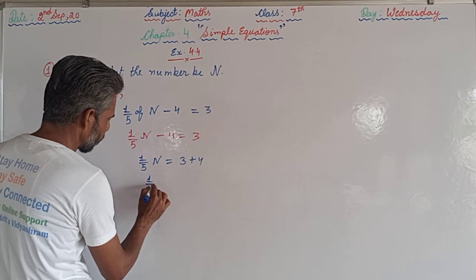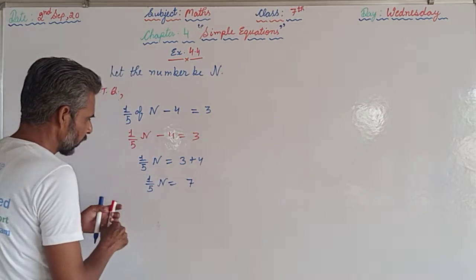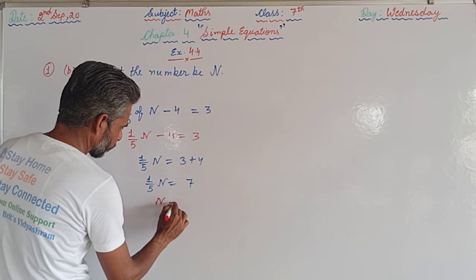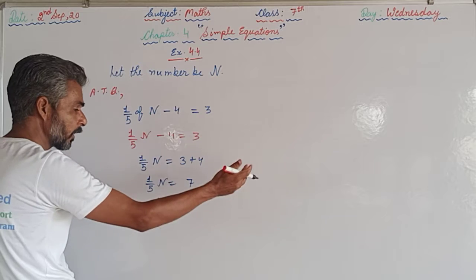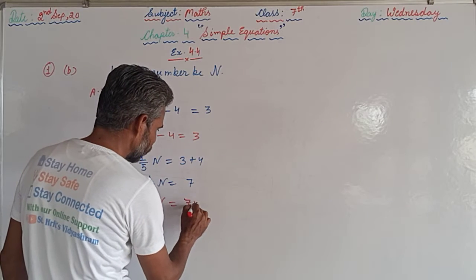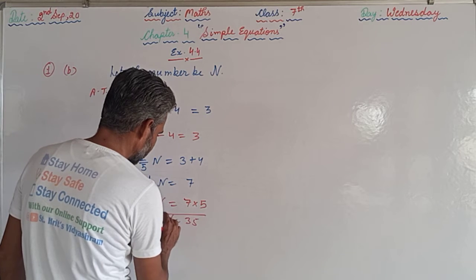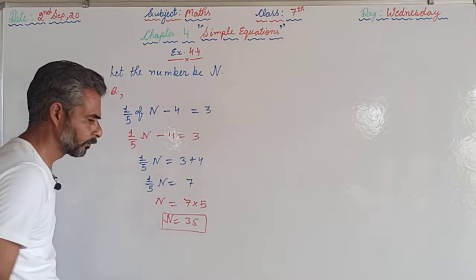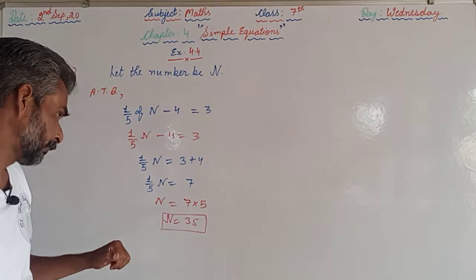So afterwards 1/5 n is equal to 3 plus 4, 7, and then 5 will be transferred to this side. 5 is dividing here, so it will multiply on the right hand side. So 7 into 5, so the number is 35. So like this we are supposed to proceed.